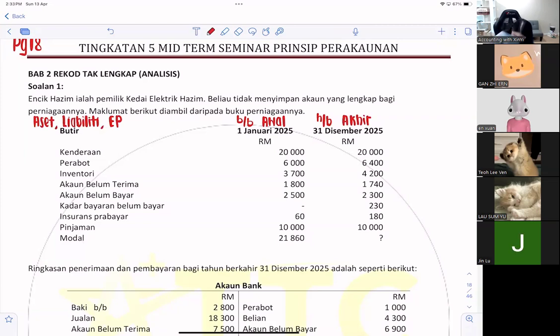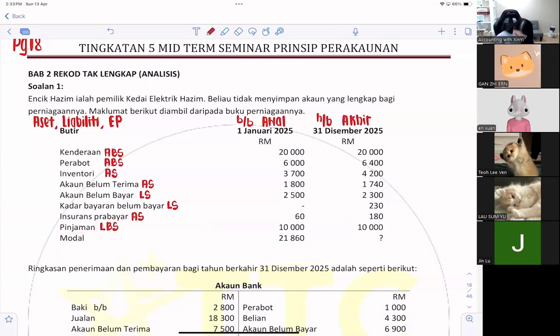Begin by kenderaan. First one, ABS. Perabot, ABS. Inventory, AS. Account belum terima, AS. Account belum bayar, LS. Kada bayaran belum bayar, LS. Insurance prabayar, AS. Pinjaman, LBS. Now, why cannot be LS? Because normally the requirement for pinjaman to be LS is that the tarikh matang, date to be fully paid off, is within 12 months. But you see, this pinjaman doesn't come with any tarikh matang at all, right? So confirm just a normal LBS.